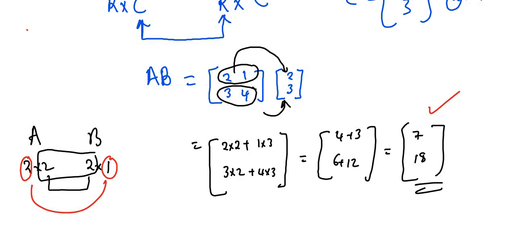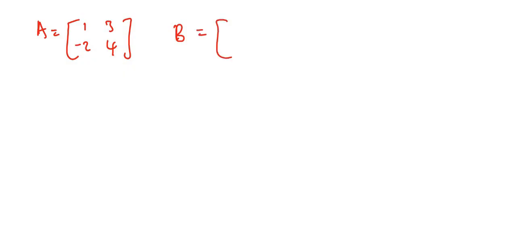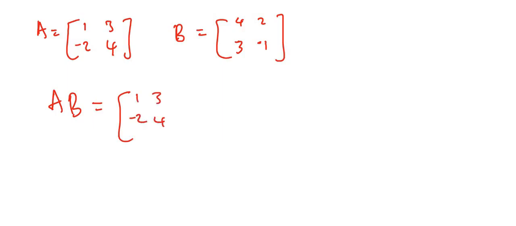So if it was a 2 by 2 type of setup, if you have A, let me just use small numbers, 3 and 4, you're multiplying it with B. B looks like this. Let's say you have a 4, a 3, then you have a 2, and then negative 1 here. So if you're multiplying A times B, A is 1, 3, negative 2, 4.